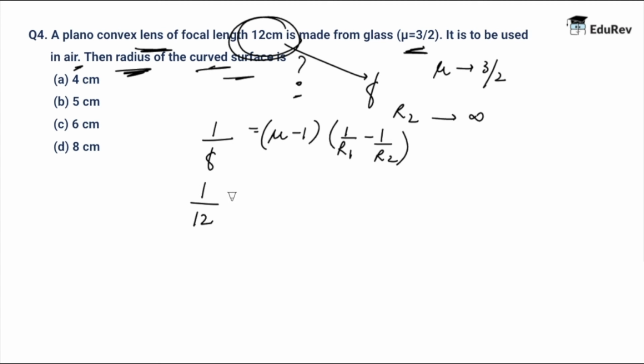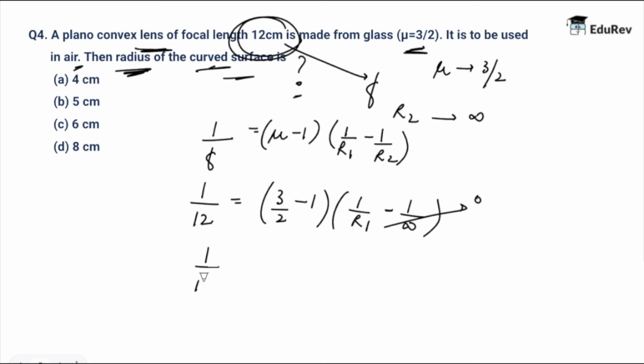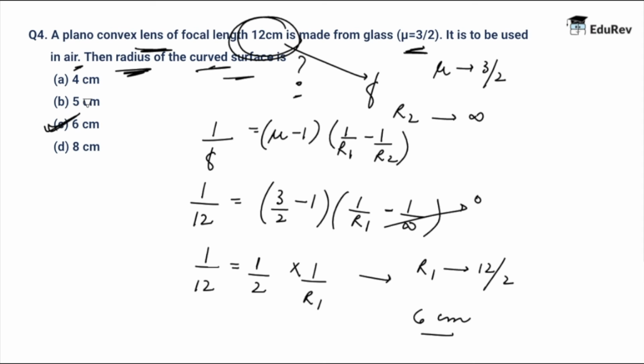So, it will be 1 upon 12 equals mu, which is 3 by 2, minus 1. Then R1 is going to be R1 itself minus, and R2 is infinity, so 1 upon infinity. We know that 1 upon infinity is nothing but 0. So this is going to be 1 upon 12 equals 3 minus 2 is 1 by 2 times 1 upon R1. So from this I can say that R1 is 12 by 2, and it is nothing but 6 centimeters. So hence the correct answer is going to be option number C, that is 6 centimeters. I hope you people have understood till here.